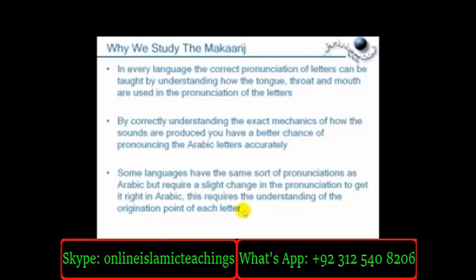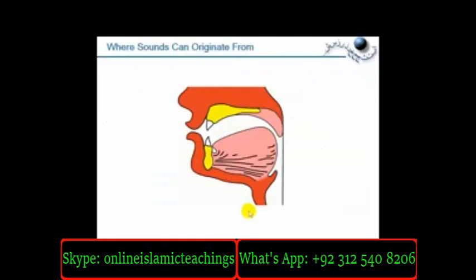So some languages, like the one spoken in Pakistan, have the same sort of alphabets, but they pronounce some letters slightly different or even totally different depending on where the sound originates. It could be even to where they put their tongue when they try to say the letter. So by learning how this works in Arabic, you can slightly adjust your pronunciation to fit in with the Arabic pronunciation. So where can sounds originate from?